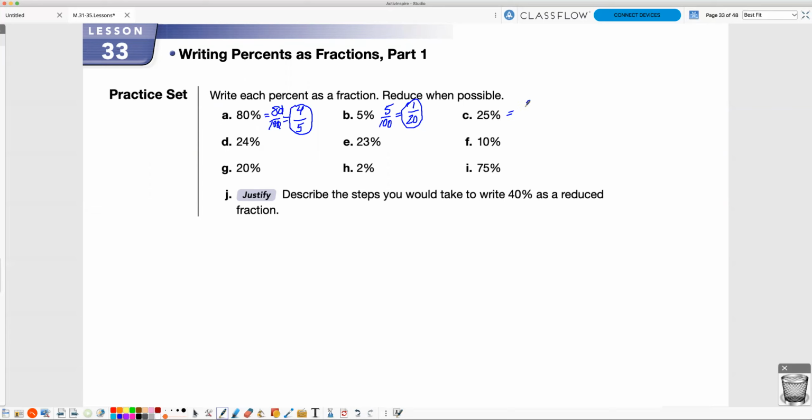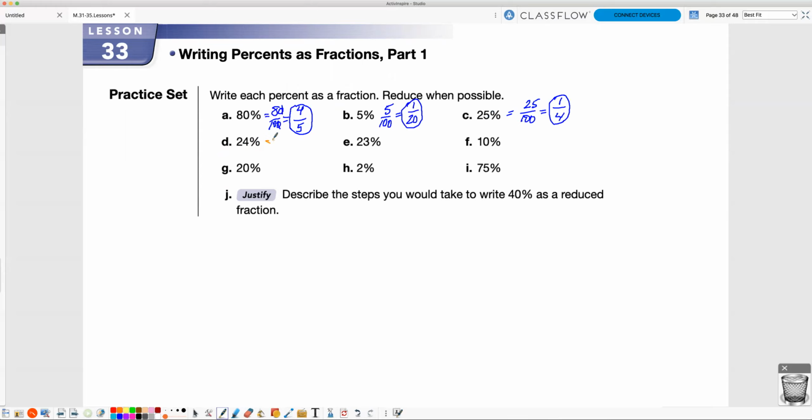This would be the same as 25 over 100 to start with, but I have to recognize, oh, those are both things I can reduce. The greatest common factor is 25. 1 would be here, and then this would be 4 here. 1/4 would be the fraction for 25%. For letter D, go ahead and do that one.